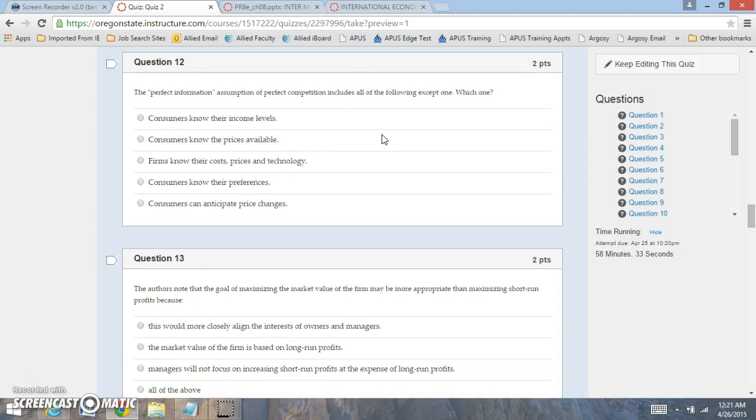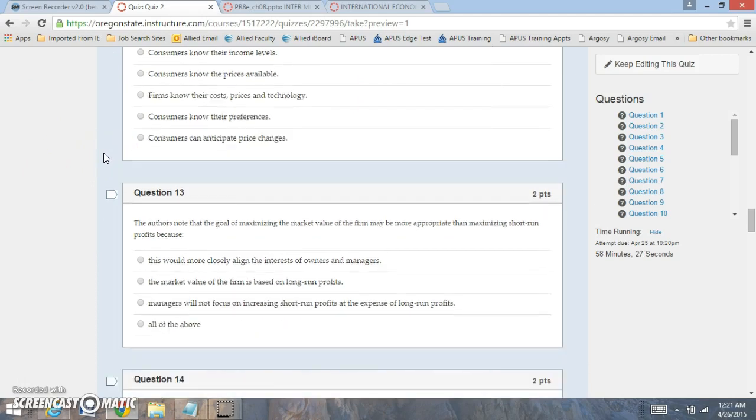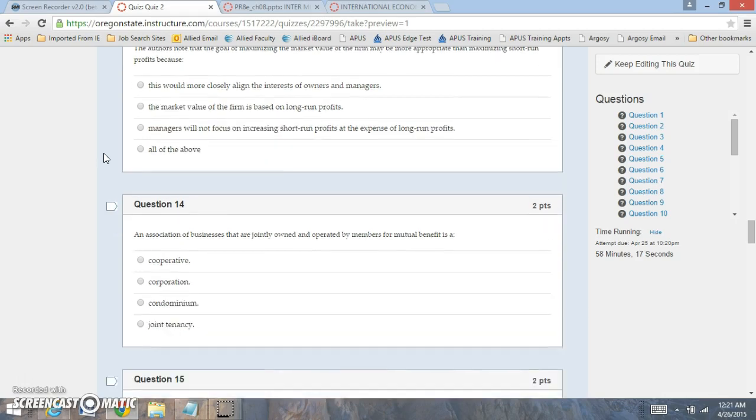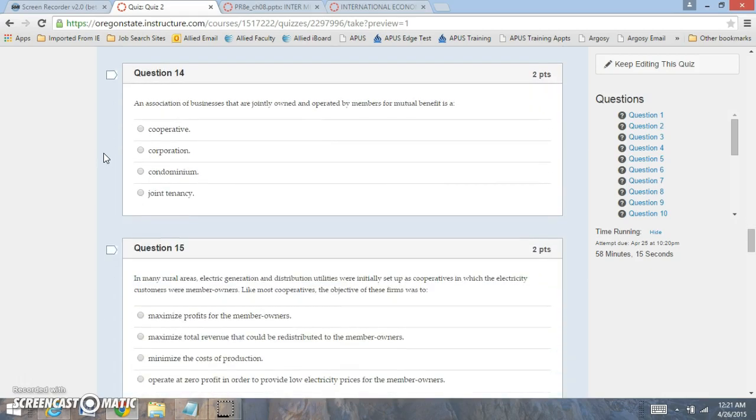When you look at perfect competition, you're looking at information that everyone knows. What does that mean? Question 13. Goal of maximizing. What is the goal of maximizing in the short run? Question 14. Businesses that are jointly owned and operated by members. What is that?